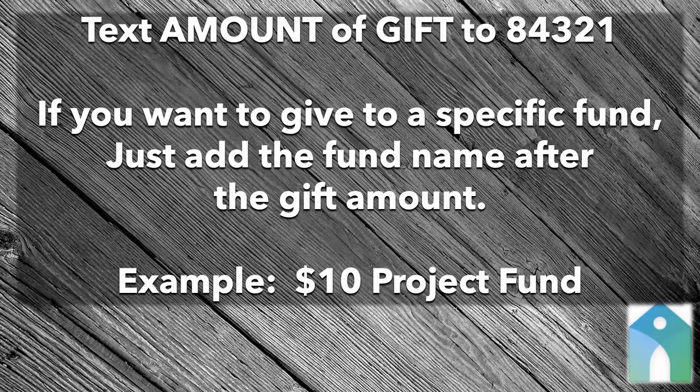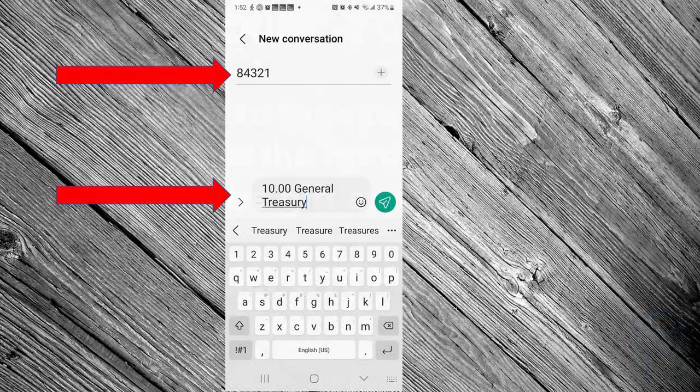And if you want to give to a specific fund, you text the amount, and then you put the fund that you want that to be given towards. And I have an example here on the screen of a $10 gift or offering to the project fund, and then you hit enter, and that initiates this first time text to give offering. Once you send the text, it will connect you with our church.